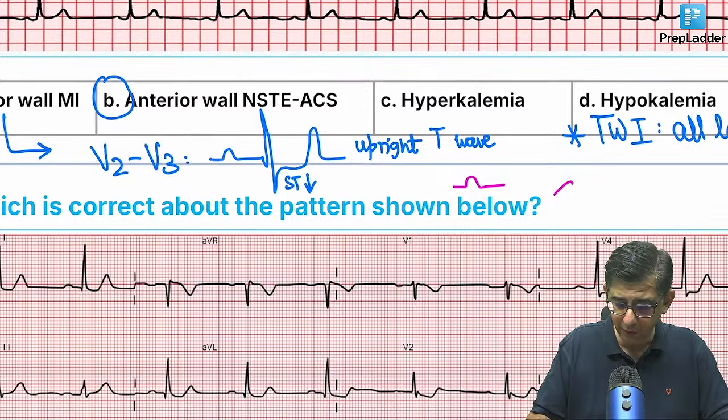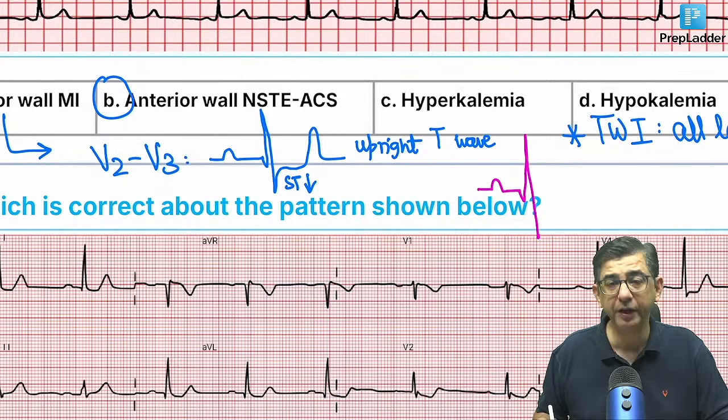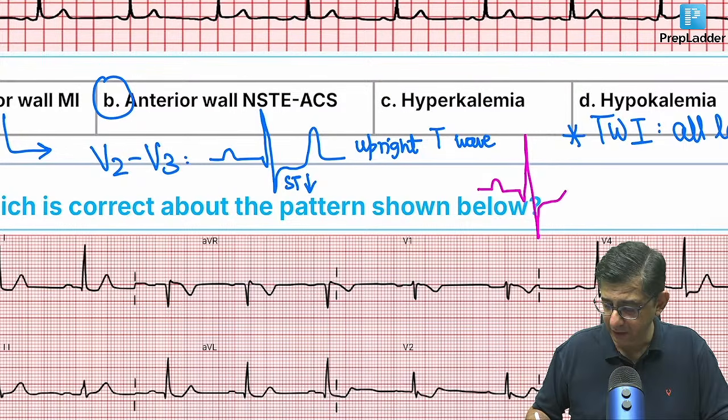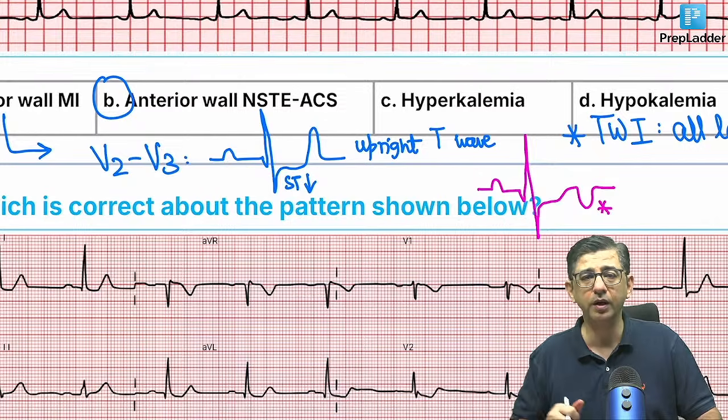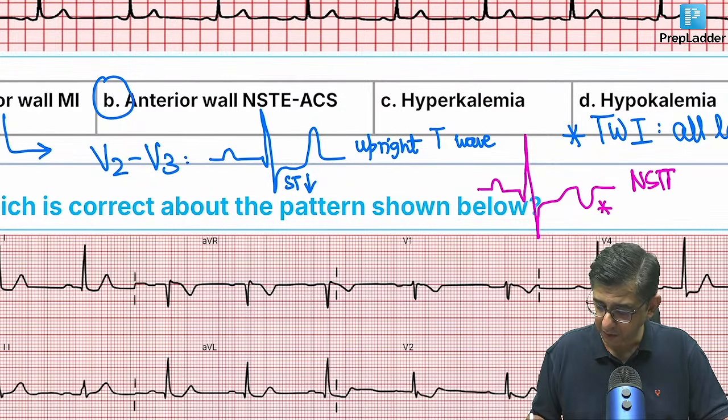So I hope I'm able to communicate this to you: if you are going to get a question on ST depression in V2 and V3, don't directly say posterior MI. Check whether the T wave is upright or not. Like at the moment, ST depression coming up, and then that very peculiar down T wave that has been shown. So this is non-ST elevation MI.